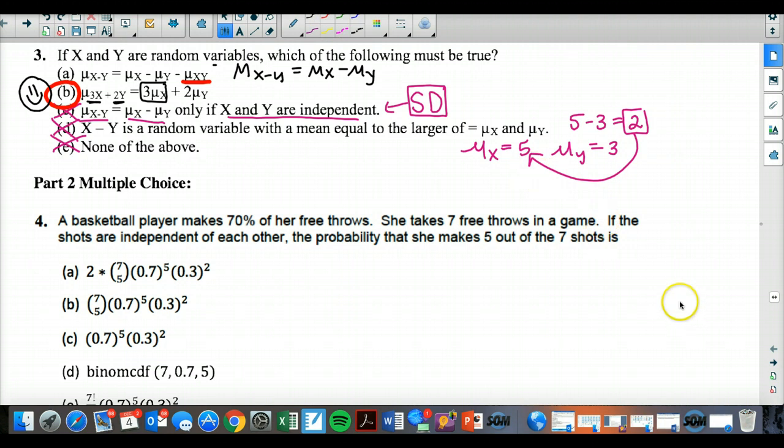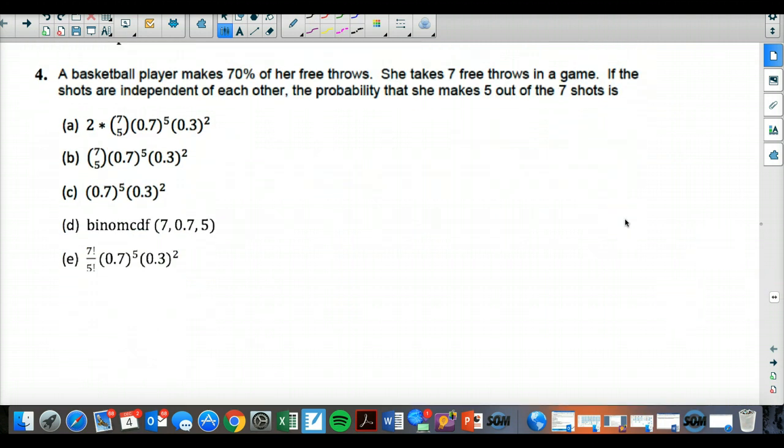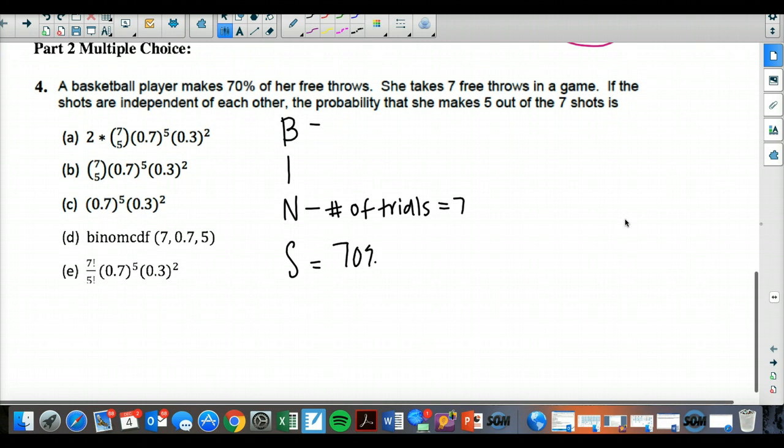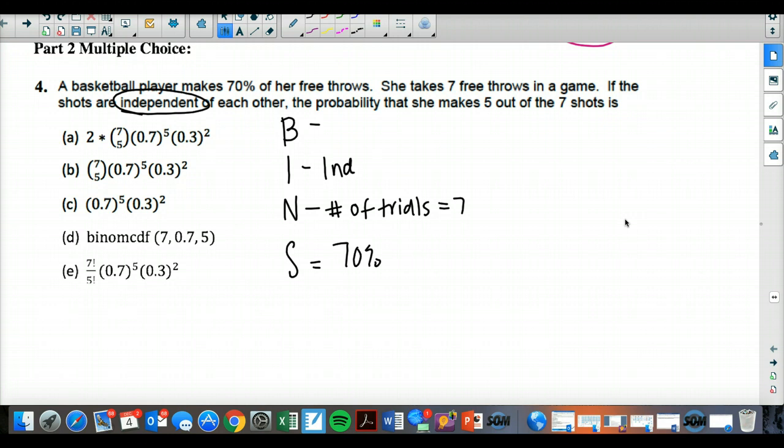All right, next, great question here with the basketball player and the free throws. You are looking at the binomial formula. Let's talk real quick about why we know it's binomial. Remember, binomial is bins. There's a set number of trials. What's the probability of success? 70%. Is each shot independent? Yep, they told you independent. And do you have success or failure? Yep, they make or miss. So that's how we know it's binomial.